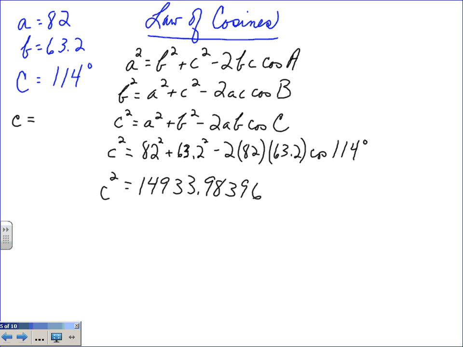Now we want to take the square root of the answer. I showed you I did it yesterday, right? And now we can round. And so we have side C as being 122.2. Now that I found side C, now I can use law of sines. Sine of 114 over 122.2 is equal to, I don't know, sine of A over 82.